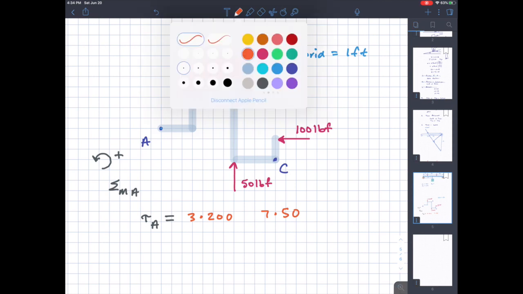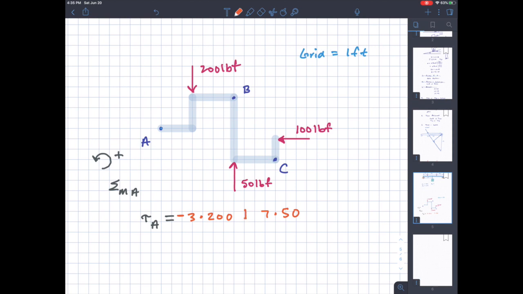I lost this minus sign. So this would be a plus sign. Okay? All right, so hopefully you're with me. Now let's go on to the 100-pound force. Again, we consider the line of action.